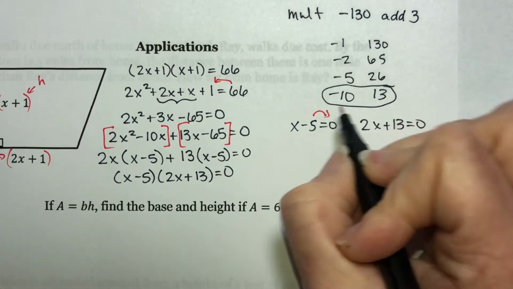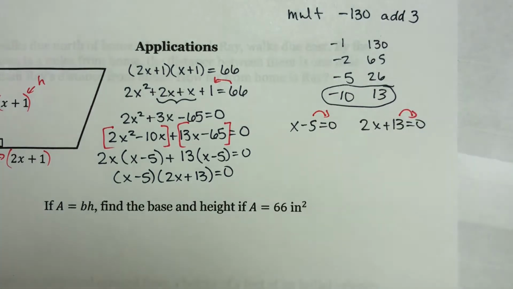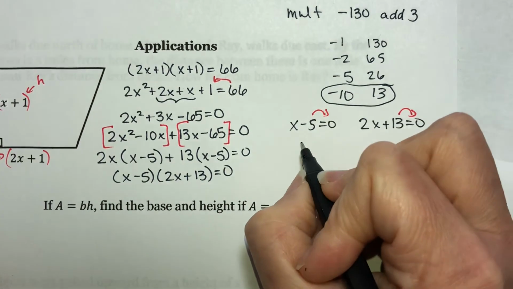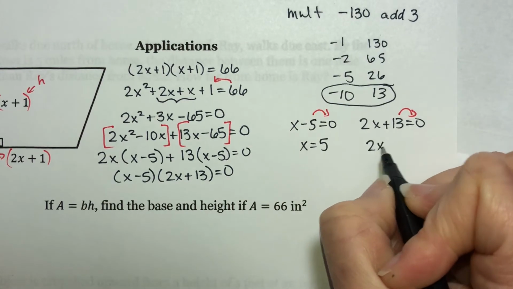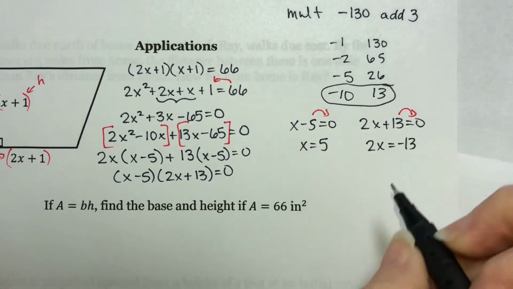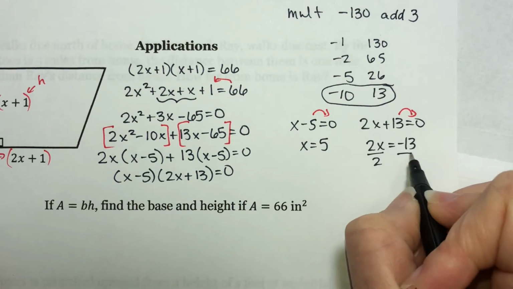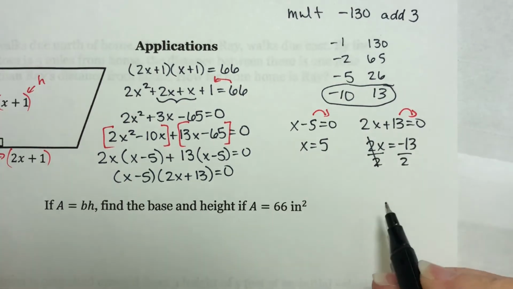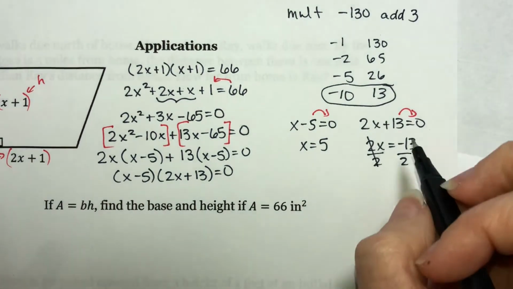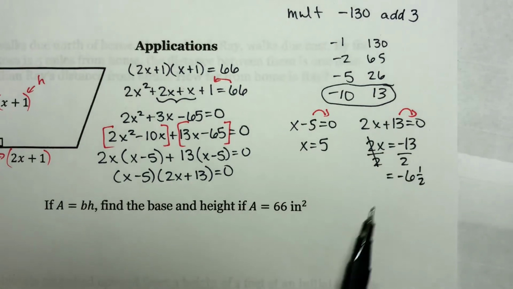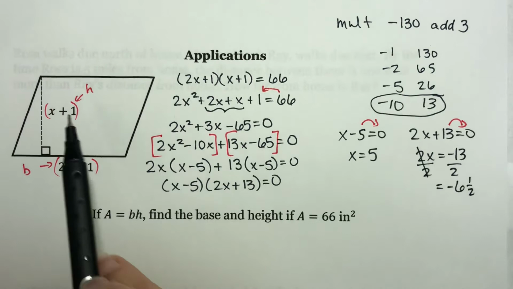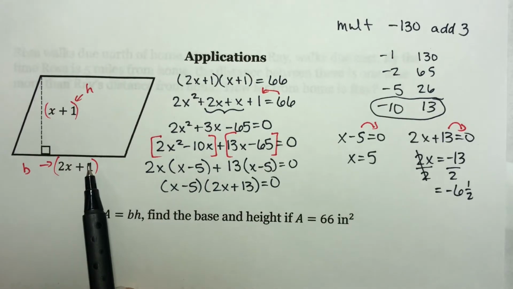Here I'm going to add 5 to both sides. Here I'm going to subtract 13. I get x equals 5 or 2x equals negative 13. Divide both sides by 2. And I get negative 13 over 2, which is equal to negative 6 1/2. I changed it to a mixed number here so that we can get an idea of what's going on here.